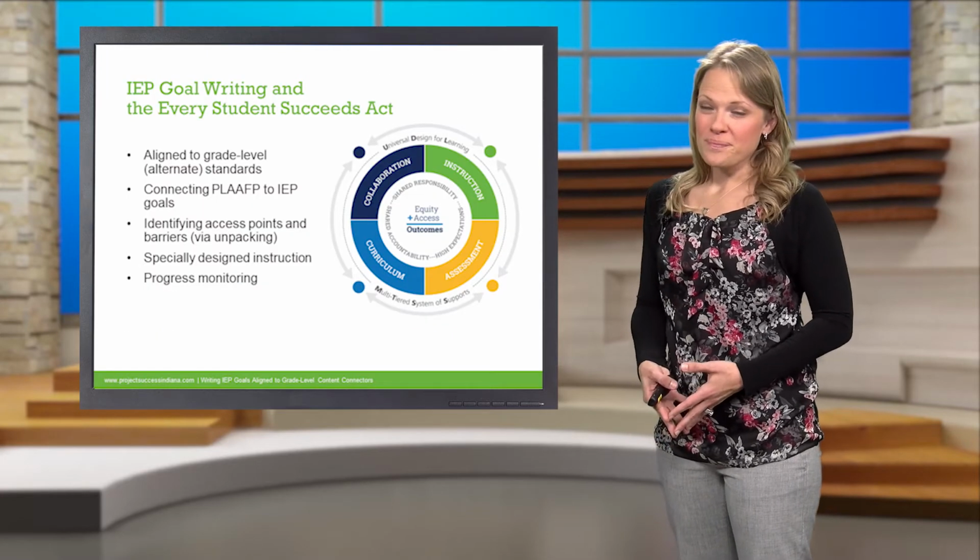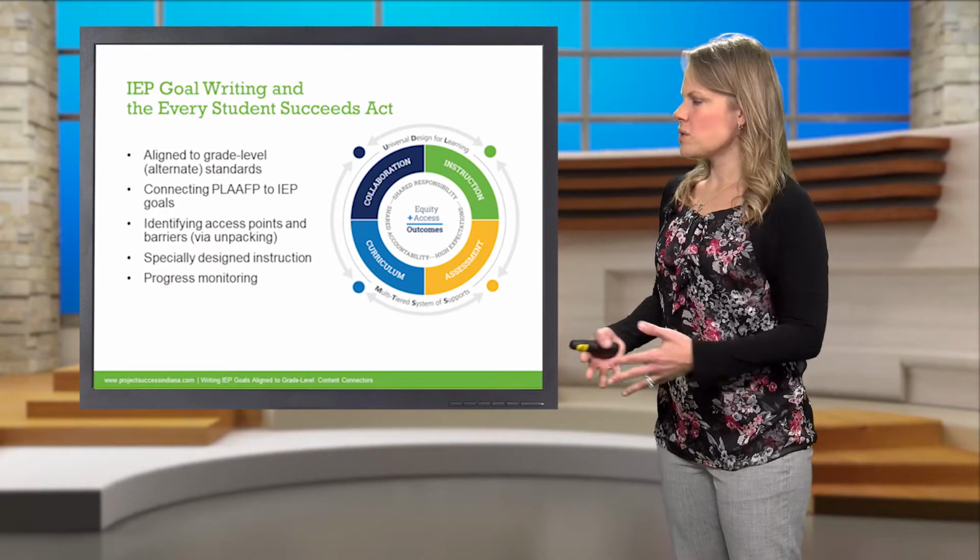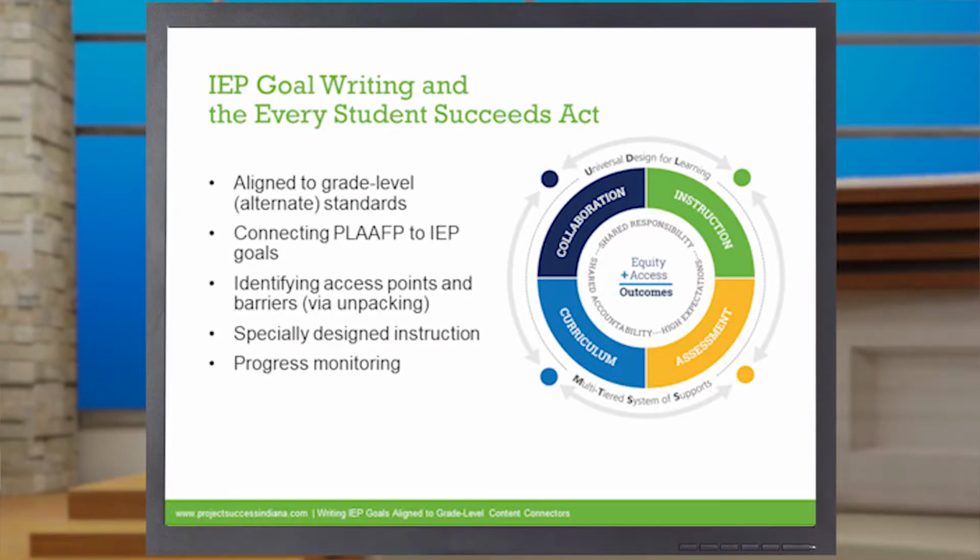So let's get into it. First of all, let's talk about ESSA and IEP goal writing and how these two things come together. IEP goal writing under ESSA means that we are working to align to grade level standards. In some cases, for students with more significant disabilities, this means working to align the IEP goals to alternate grade level standards, which are Indiana's content connectors.